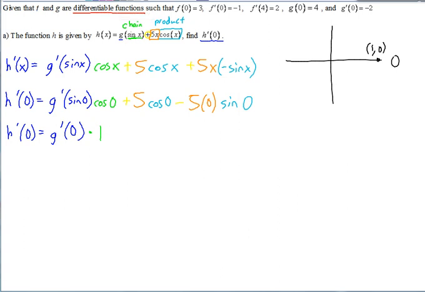And then plus 5. There's another cosine of 0, which is just 1 again. And notice here, though, the 0 wipes out this whole term. So this term's completely gone.